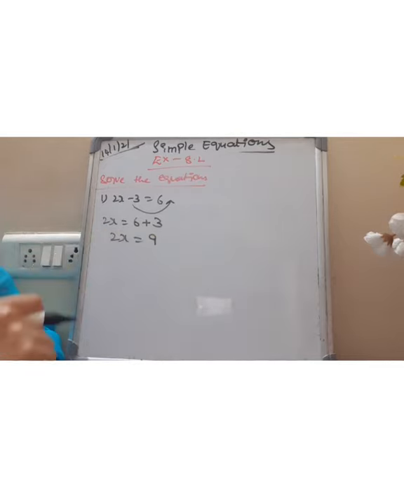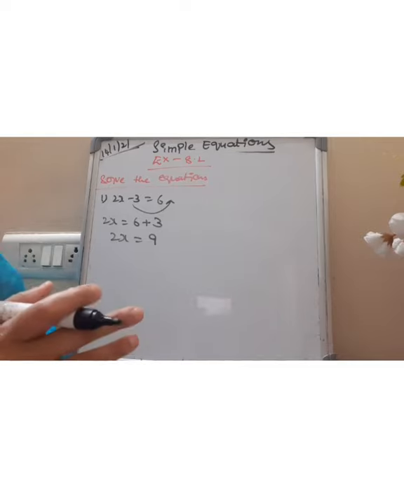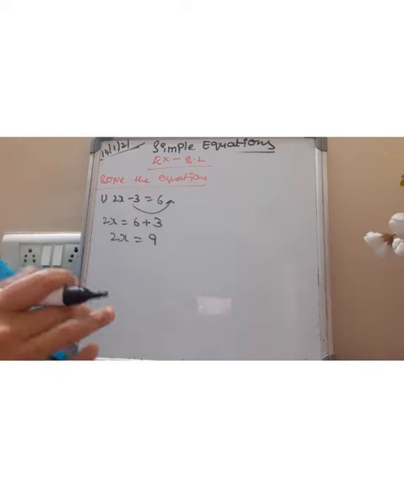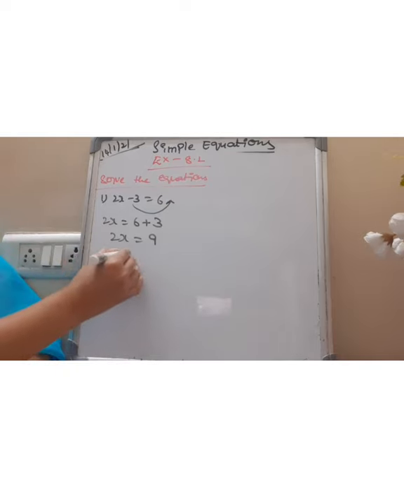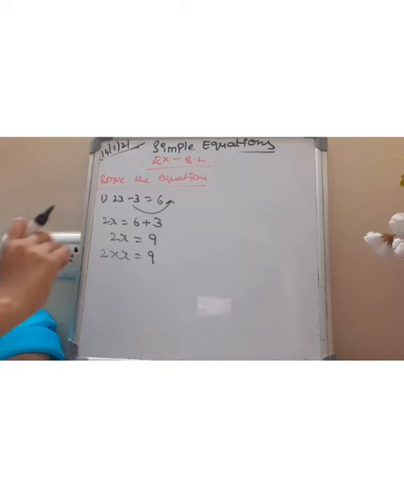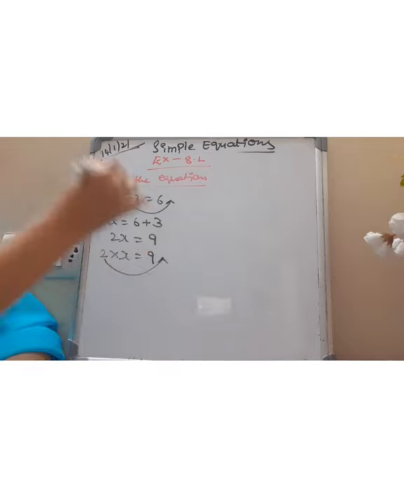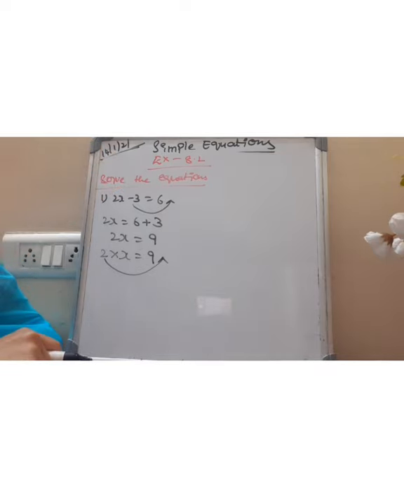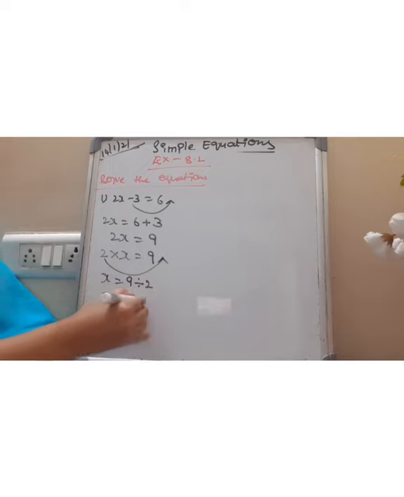So what is there in between 2 and x? If there is no operation in between 2 and x, we have to consider that there is a multiplication operation. So we will take 2 into x is equal to 9 here. Again we have the multiplication operation in between, so again we will eliminate this. We will send 2 to the other side. When we send 2 to the other side, what will happen? So x is equal to 9 divided by 2, or x is equal to 9 by 2.